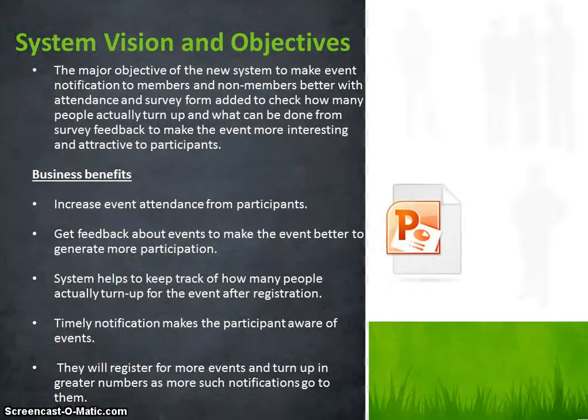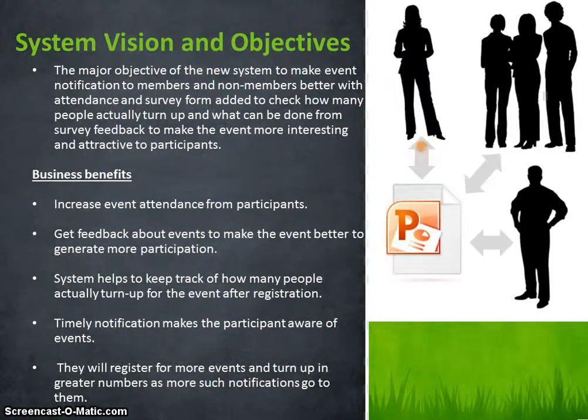So, what is the system vision and objectives? The main objective of the new system is to make event notification to members and non-members better, with attendance and survey form added to check how many people actually turn up, and what can be done from survey feedback to make the event more interesting and attractive to participants.